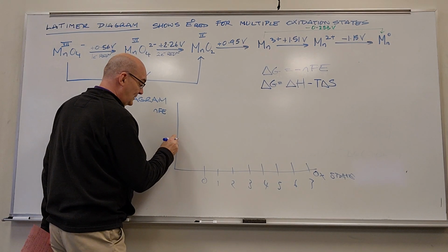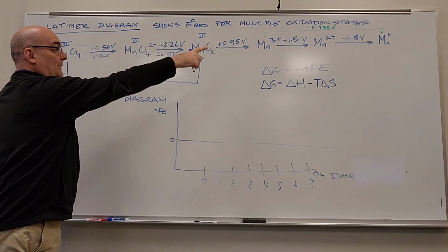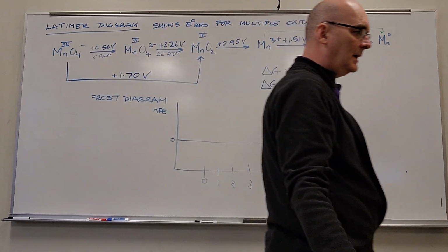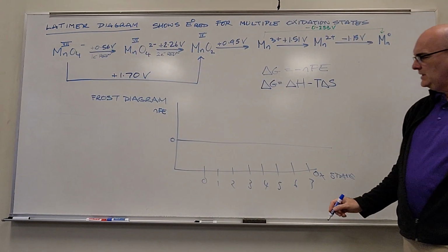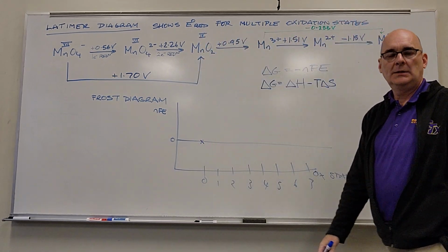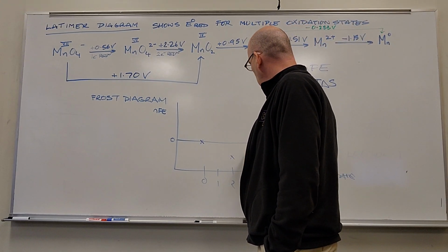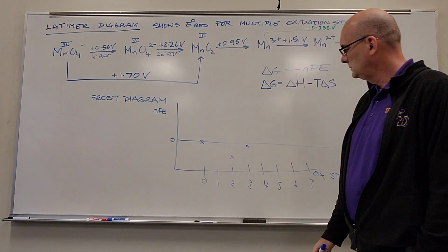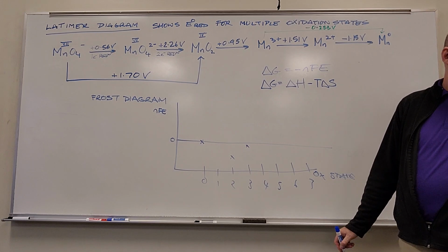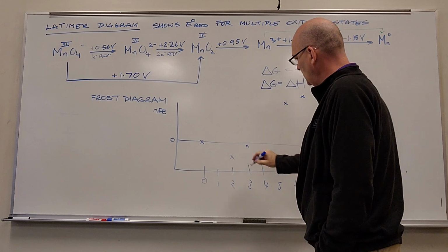All right, here's 0, because sometimes those numbers are negative and sometimes they're positive. And when you are at the 0 oxidation state, you're on this line. And when you are below the line, you are stable. And when you are above the line, you are unstable.